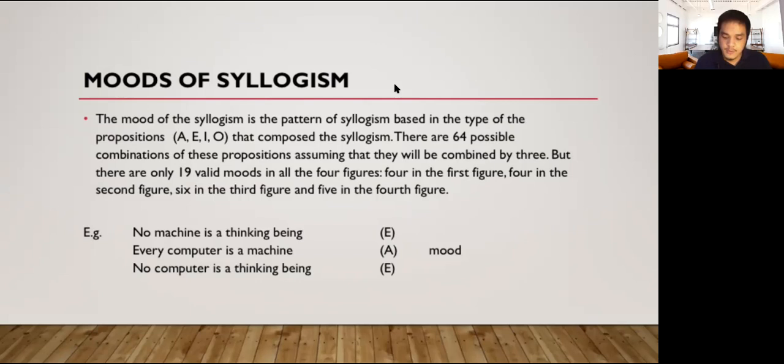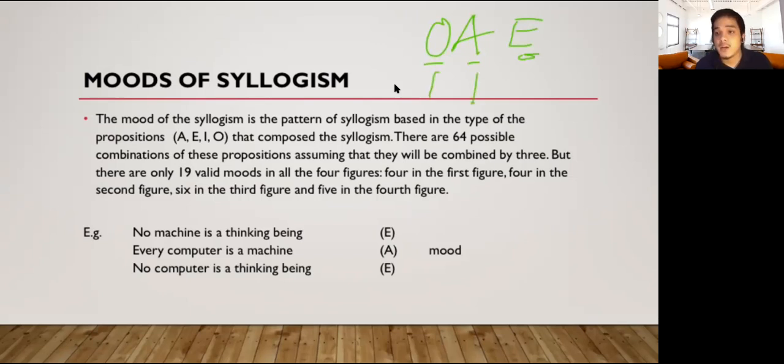I'll give you an example. For example, if you have an O proposition and then an A proposition, you cannot have an E proposition. If you have the major premise O, and then A, and then the conclusion to be E, why not? This is some R, all R.